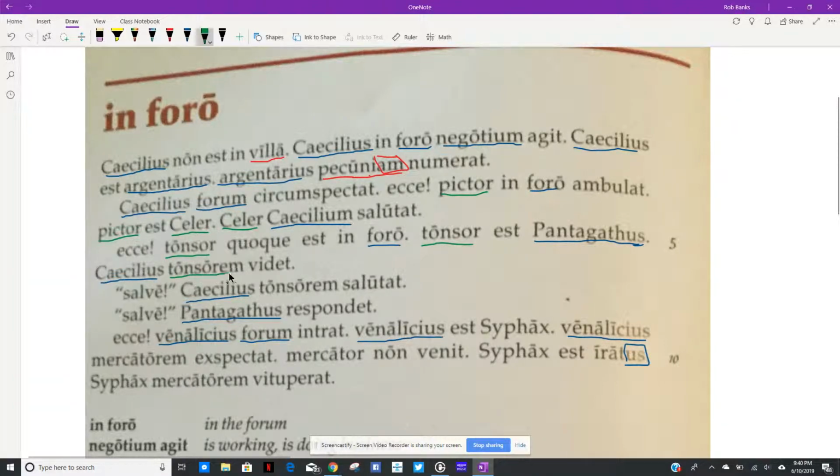Tonsorem, right? And accusative third declension, the EM is a dead giveaway there. We don't have to worry about whether it has an ending or not. If it doesn't have an ending, it's third, right? Here we have an ending, it's EM, which is specifically a third declension ending, so no mystery there. Tonsorem again.